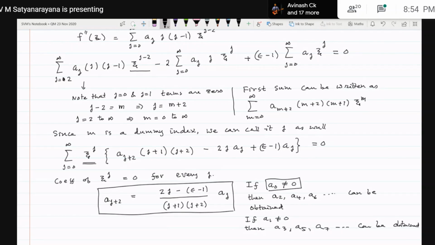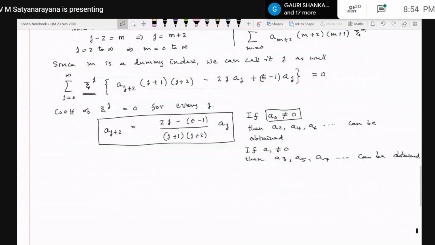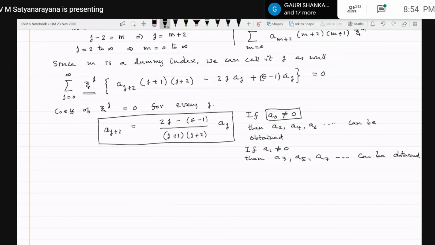So as you can see, any second order differential equation will require the knowledge of two initial conditions or two conditions. So those two conditions are A0 and A1. This one has to supply from the physics of the problem. And once you give me these coefficients, then this recurrence relation will give me all the other coefficients.